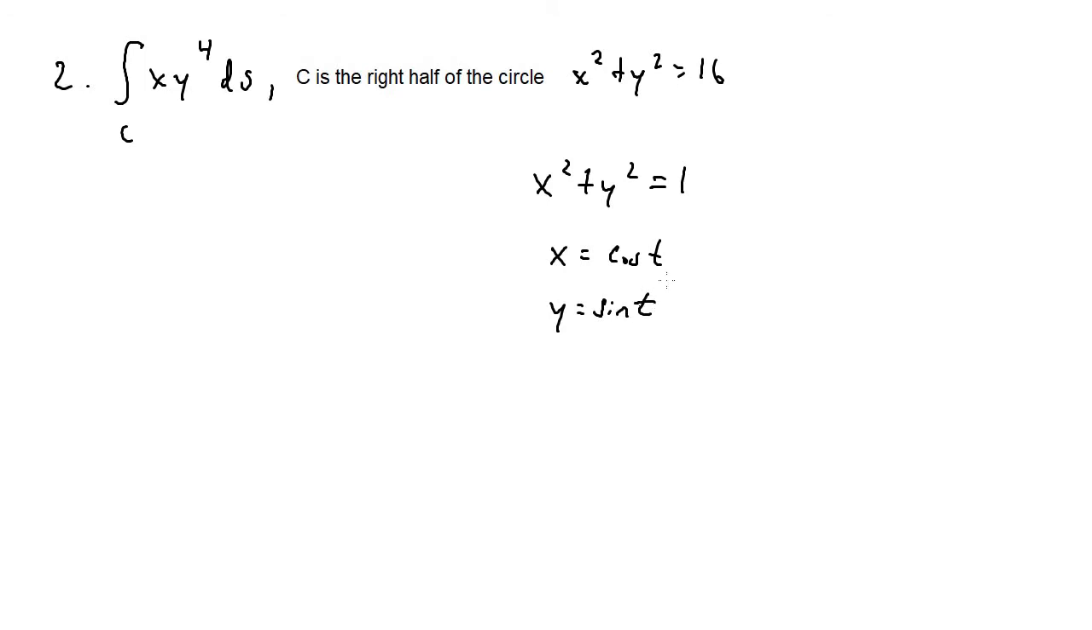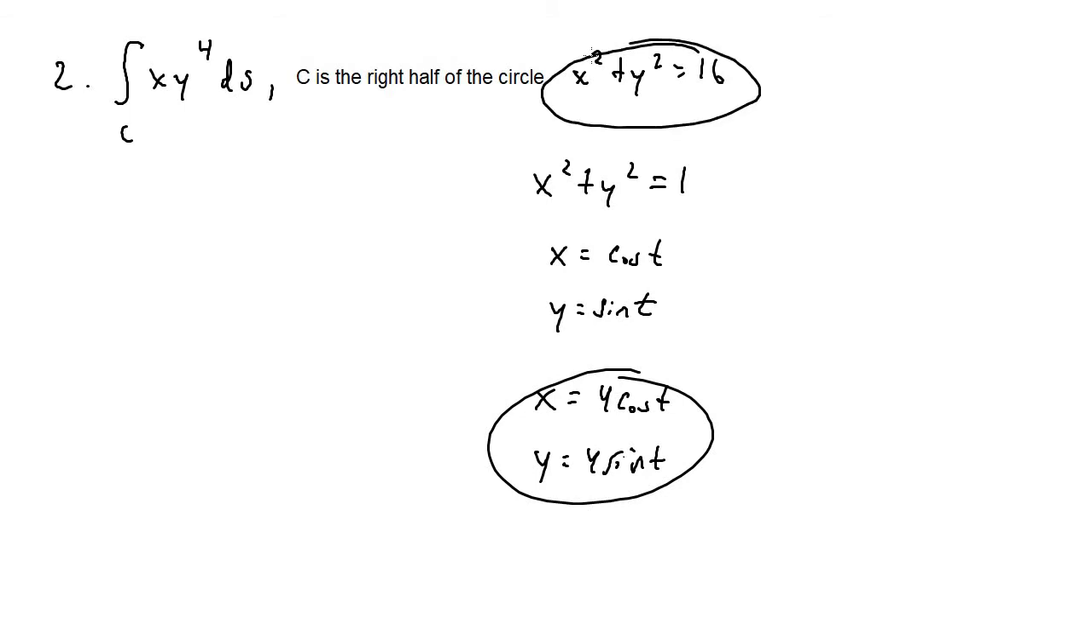Now in this case, in the equation that is given to us, the radius is equal to 4, since r squared is 16, so r is going to be 4. Now how could we get from a radius of 1 to a radius of 4? Well, all we have to do is multiply by 4. So if we multiply both of these parametric equations by 4, we get x equals 4 cosine t and y equals 4 sine t. So these two parametric equations are going to represent x squared plus y squared equals 16.